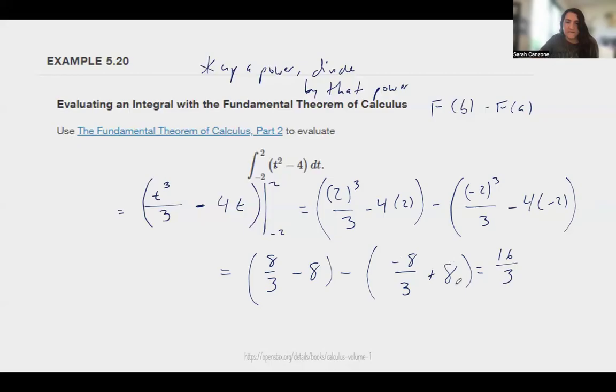-8 minus 8 is -16. We can adjust this as well. Maybe put this over 3, multiply this by 3. And this gives us 16 over 3 minus 48 over 3, I believe. I'll double check. Yep. And what this gives us is going to be a -32 over 3 for our answer.